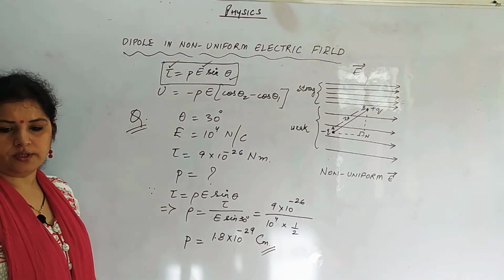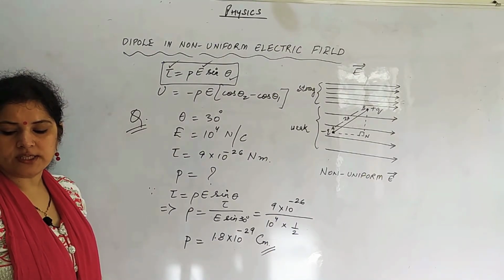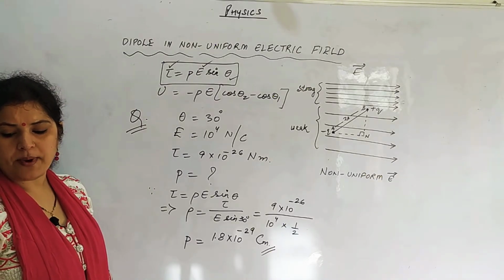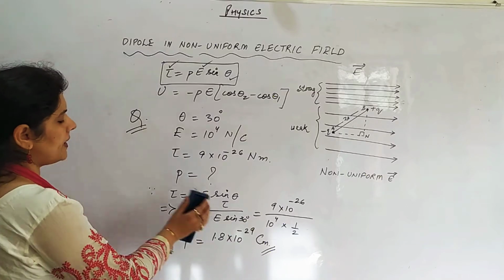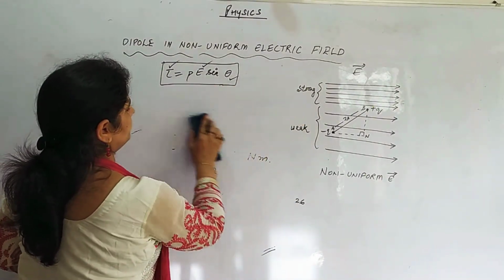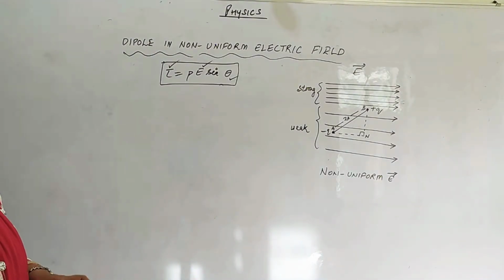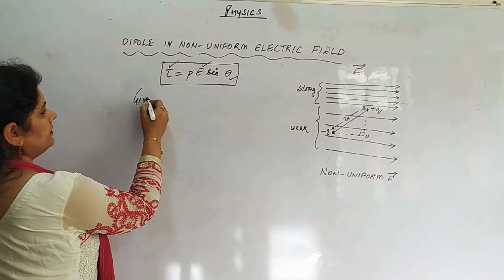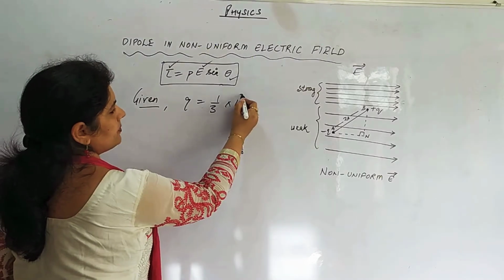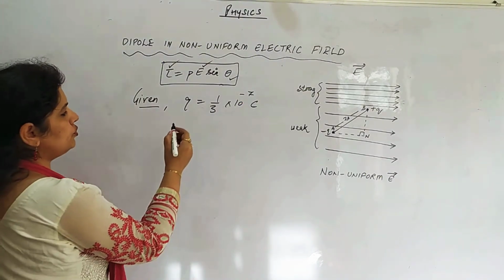Yes, next numerical. An electric dipole consists of two opposite charges of magnitude 1/3 into 10 raised to power minus 7 coulomb. So, charge is given as 1/3 into 10 raised to power minus 7 coulomb, right? And separated by 2 centimeters.